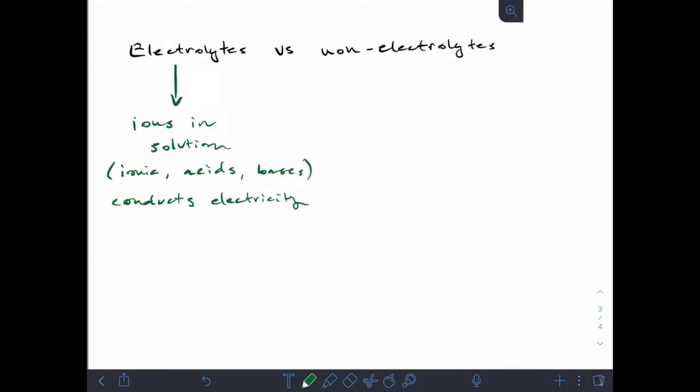Before I get into that, non-electrolyte solutions are in this sort of general category of covalent solutions. Things that don't have ions in solution. And as you might expect, they don't conduct electricity.